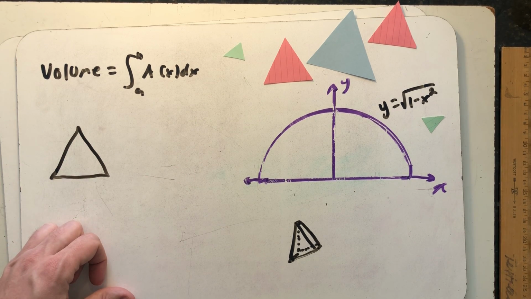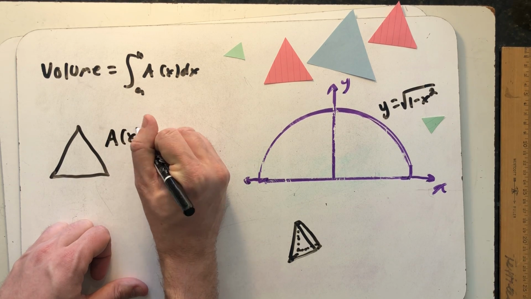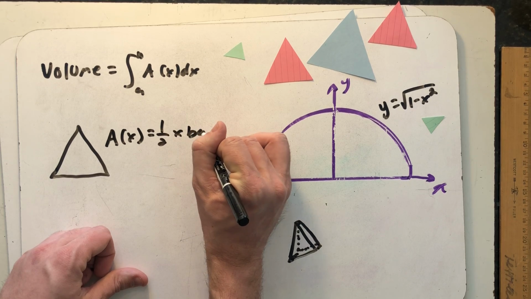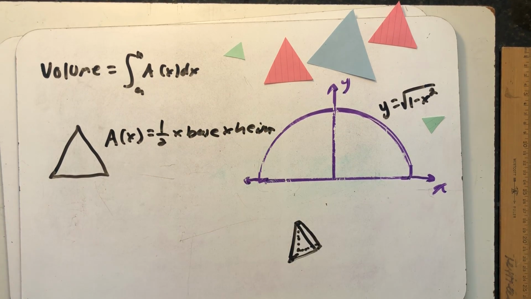So that's my next goal, is to find an area function. Well, my A of x here will be the area of this triangle, and we know how to do that. That's 1/2 times the base times the height. And so I just need to figure out what the base and what the height are.